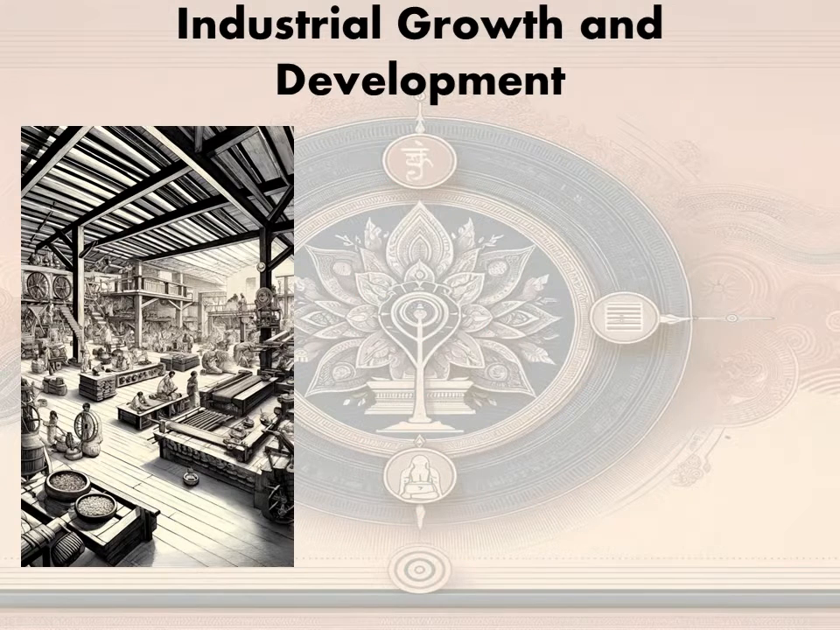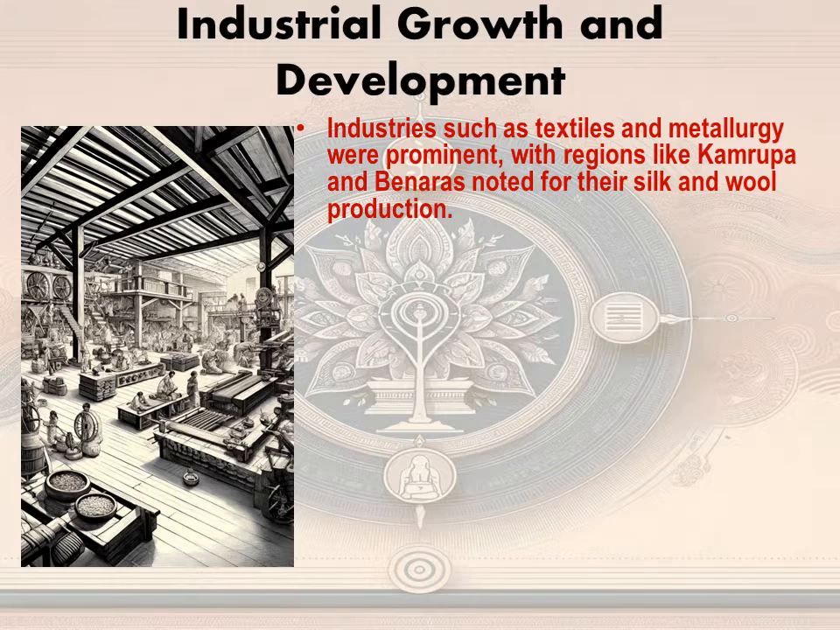Industrial growth and development. What were the industries and how did it grow, and what were the initiatives taken towards the development of different kinds of industries? Industries such as textiles and metallurgy were prominent, with regions like Kamrup and Benares noted for their silk and wool production. So, this is very much significant to know that Kamrup and Benares were noted for their silk and wool production. And also, there were different other industries which focused on textiles and metallurgy. In fact, textiles and metallurgy were the most common form of industries during this period.